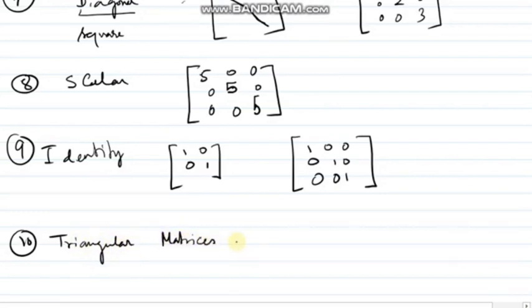Now the last one I am going to tell you, triangular matrices. This is another type of matrices. Many times you don't know the name of this. So under triangular matrices we have 2 parts. One is upper triangular and one is lower triangular. So I will give you one example of upper triangular matrices.